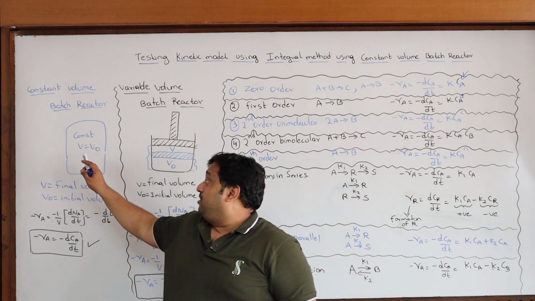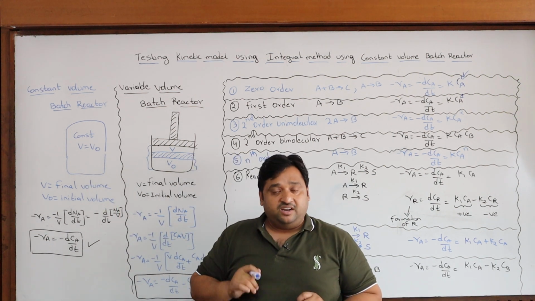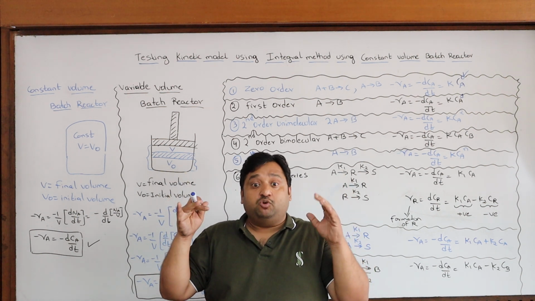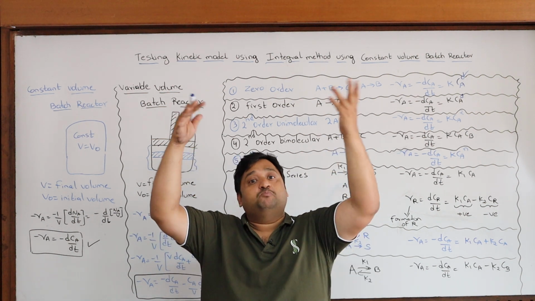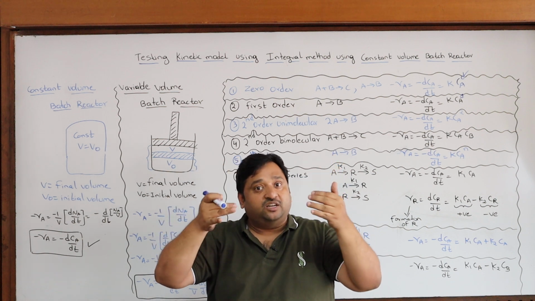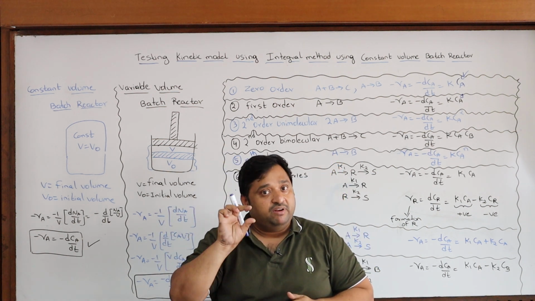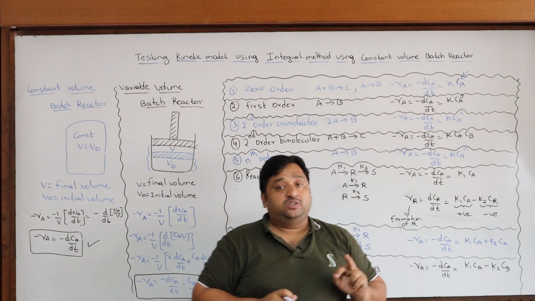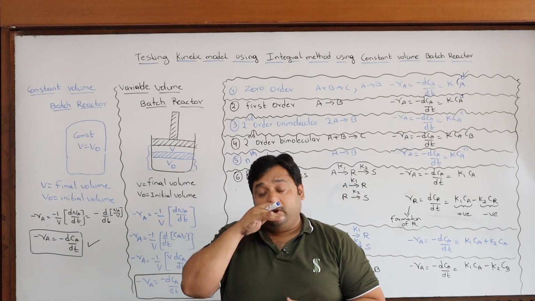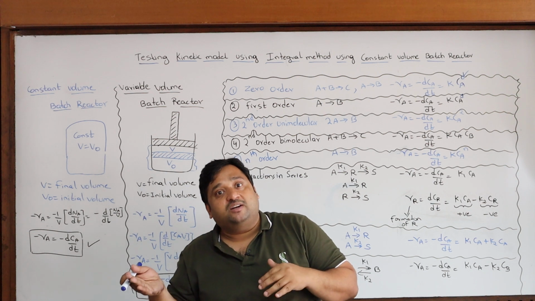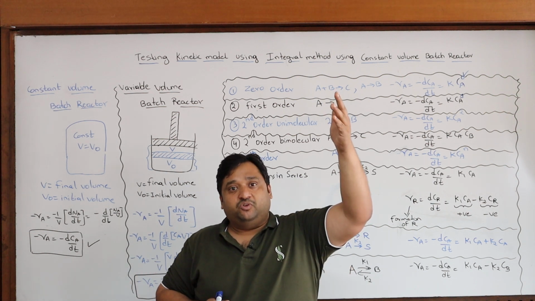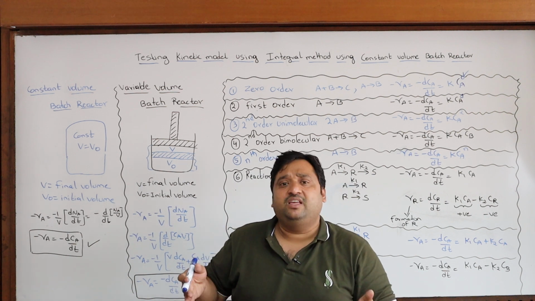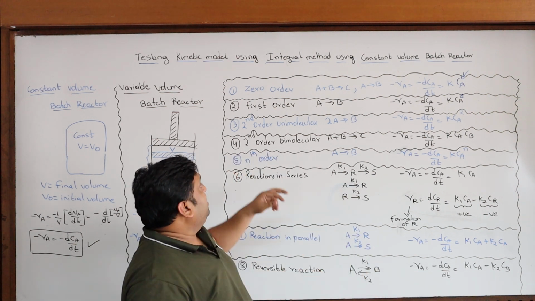That is why, if you conduct a reaction in a batch reactor, initially the concentration of A is more, so the speed at the beginning is more. As the reaction proceeds, the concentration of A will drop, so the speed also drops. So now you can see the speed depends on concentration. More is the concentration, more is the speed; less is the concentration, less is the speed. That is what first order, second order, everything depends on.